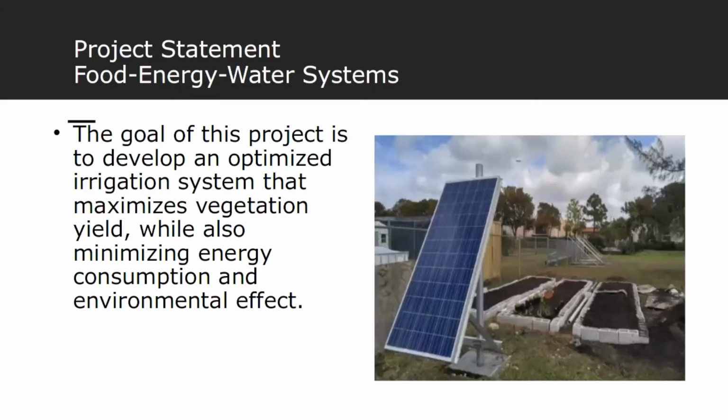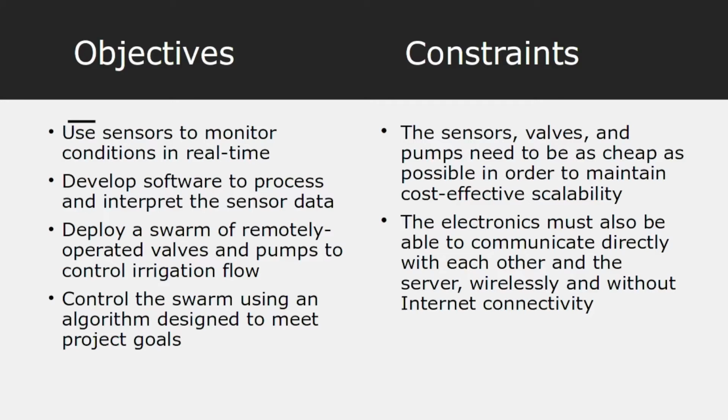The goal of this project is to develop an optimized irrigation system that maximizes vegetation yield while also minimizing energy consumption and environmental effect. Some objectives we have for this project are to use sensors to monitor conditions in real time, develop software to process and interpret that sensor data, deploy a swarm of remotely operated valves and pumps to control irrigation flow, and control that swarm using an algorithm designed to meet the project goals.